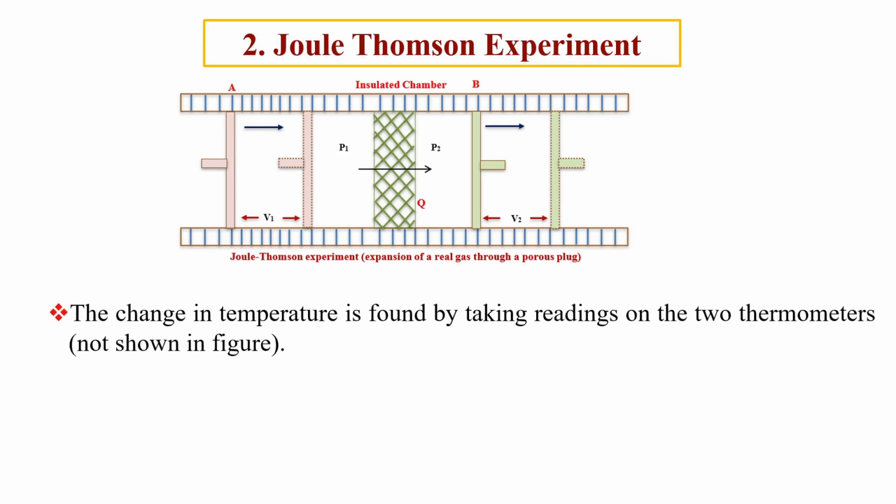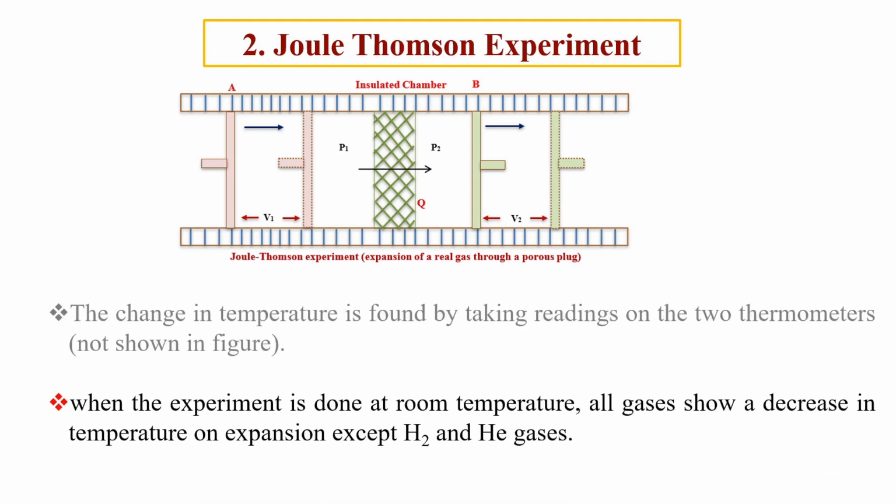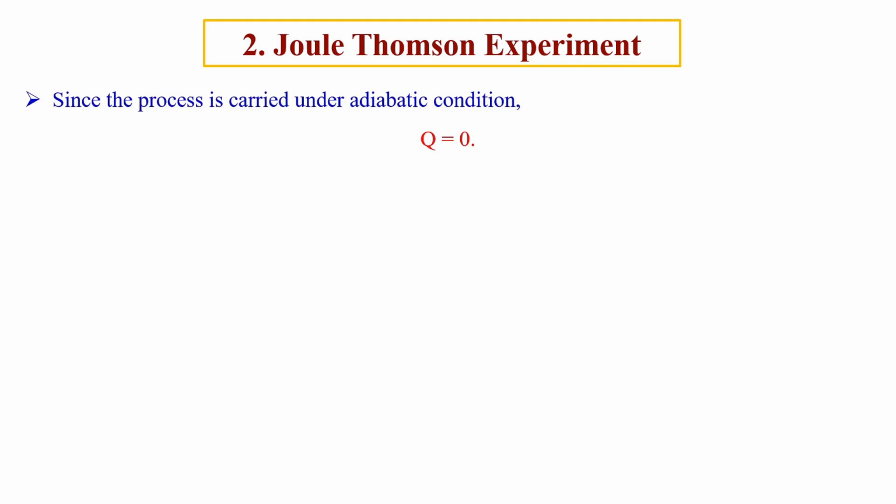The change in temperature is found by taking readings on the two thermometers, which are not shown in this figure. When the experiment is done at room temperature, all gases show a decrease in temperature on expansion, except hydrogen and helium gases. Since the process is carried under adiabatic condition, Q becomes 0.